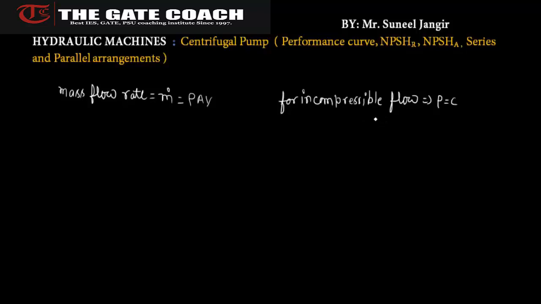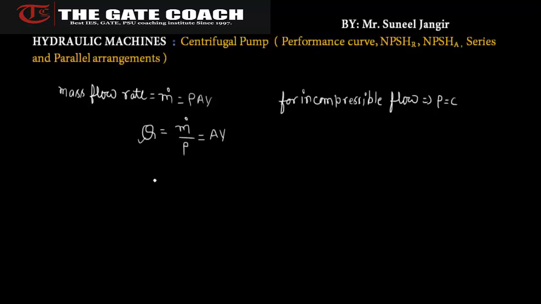So if we are considering an incompressible flow through the pump, in that case the performance parameter becomes the flow rate or discharge. Because for incompressible flow rho is constant, we can write that the discharge, also defined as the capacity, equals m dot by rho, because the density is not going to change. This is area into velocity. So discharge is the performance parameter for incompressible flow through the centrifugal pump.